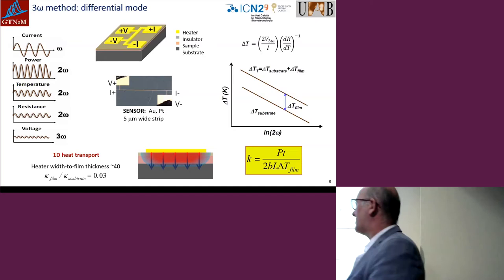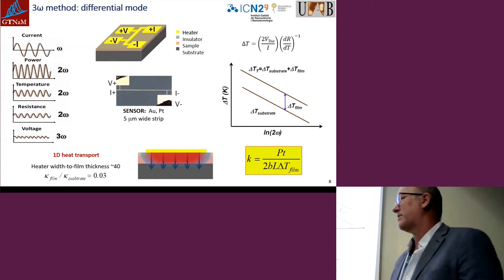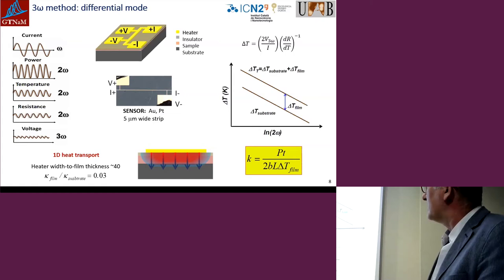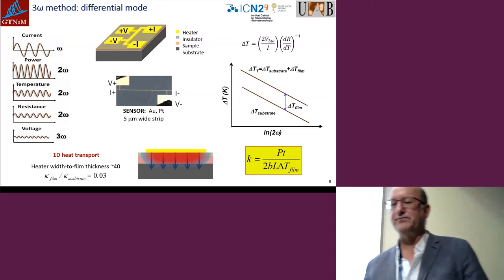So we are measuring the thermal conductivity of the material in this direction. We ensure that our geometry is one in which we have one-dimensional heat transfer. We obey several conditions that have to be satisfied for this one-dimensional transfer, and then you can solve the one-dimensional Fourier equation, and then you can get to this relation of the thermal conductivity with the delta T, and this is the delta T that you have in the film, that we typically measure as a function of frequency.